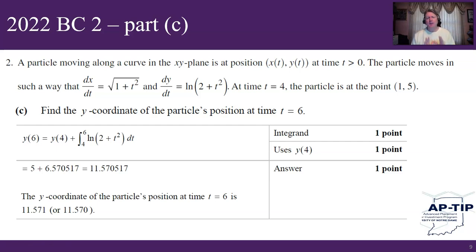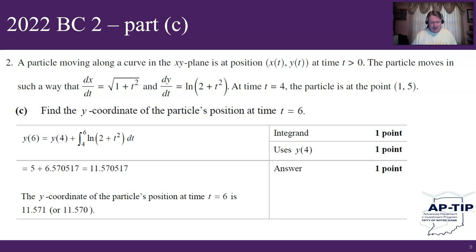Now, using y of 4, what does that mean? Well, somehow implementing the fact that y of 4 is going to be used, it's going to be added to this definite integral in order to find that position. That alone is going to be a point. And then, of course, the actual answer, already combined and rounded to 3 places, 11.570 or 11.571 would be our answer point.